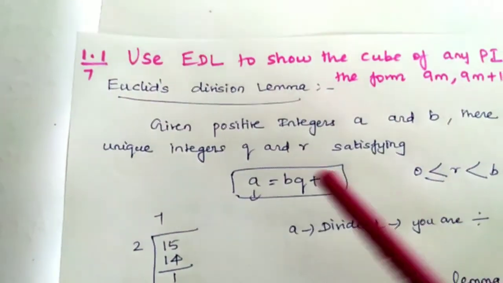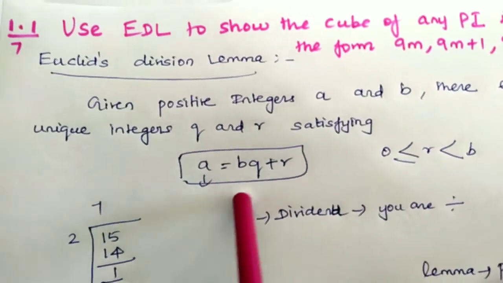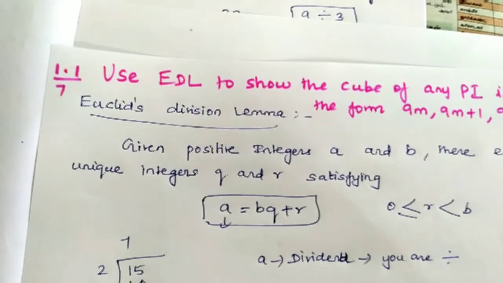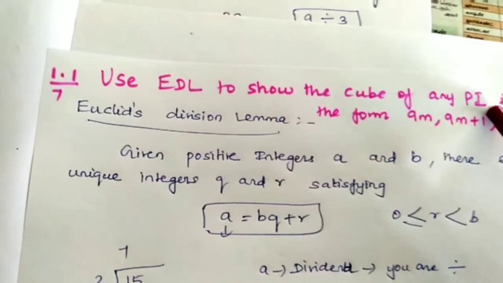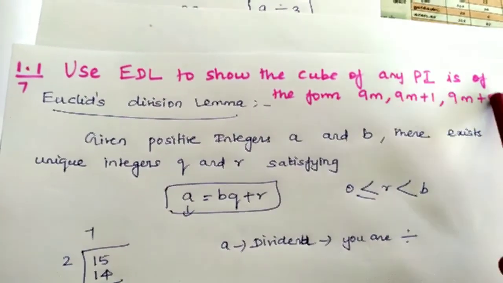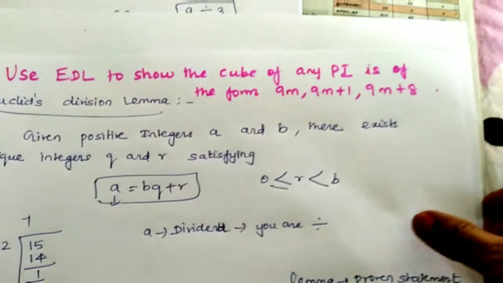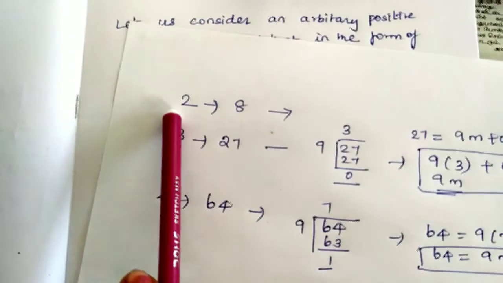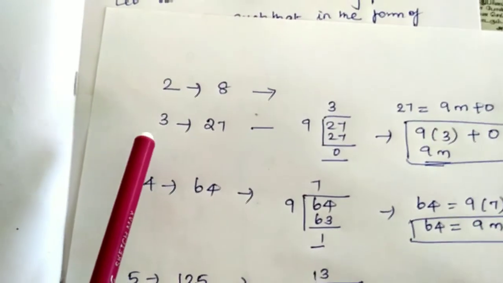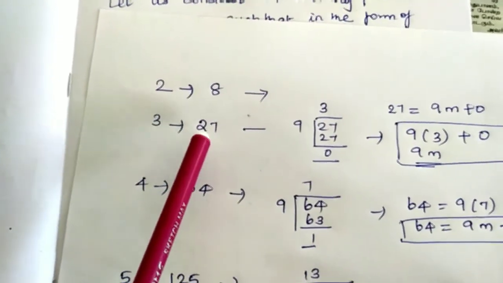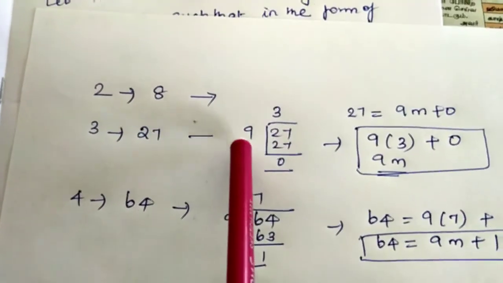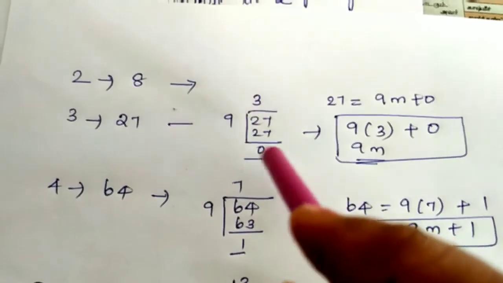Using this theorem, that is a is equal to bq plus r, we have to prove this statement. Now we'll come to the statement: the cube of any positive number is in the form of 9m, 9m plus 1, 9m plus 8. What do you mean by it? See, I gave a lot of examples. 2 is a number. Its cube is 8. Now I'll come to 3. If you cube it, what do you get? 27. 3 cube is 27. If you divide this 27 by 9, the quotient is 3 and the remainder is 0.